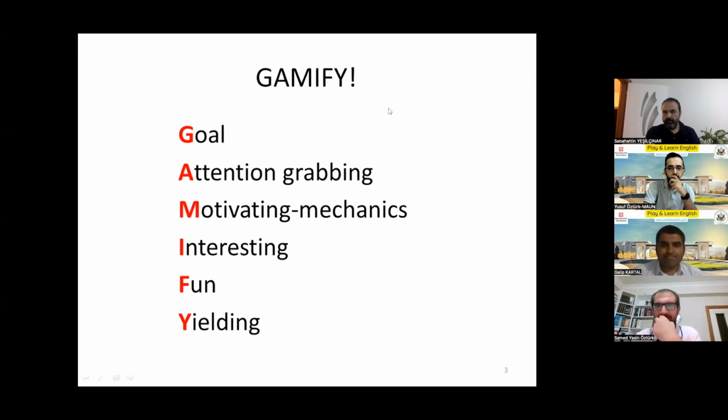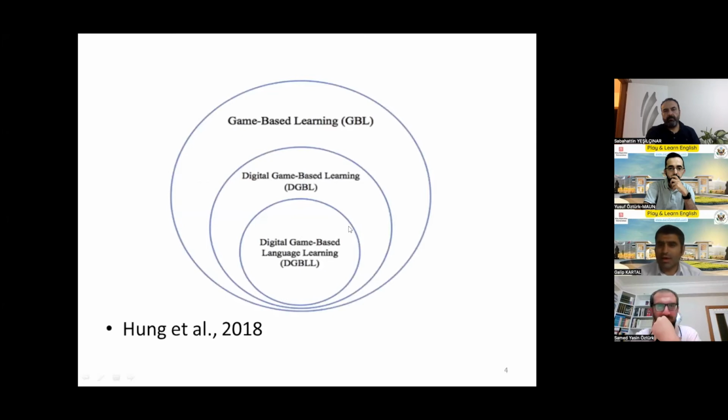Okay. I think now every participant can send a message by using the chat box. I allowed that. Okay, we have another figure here.